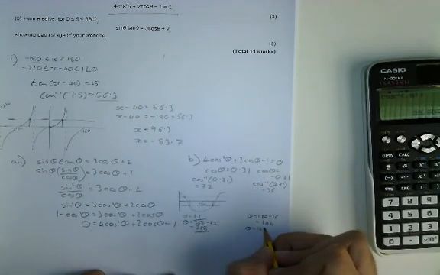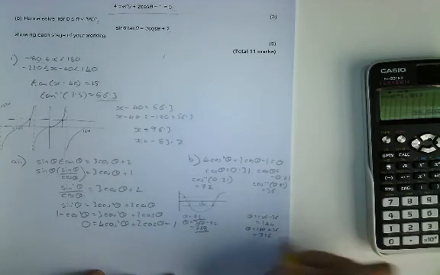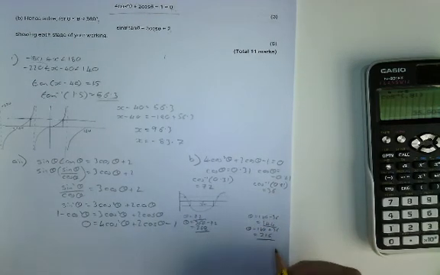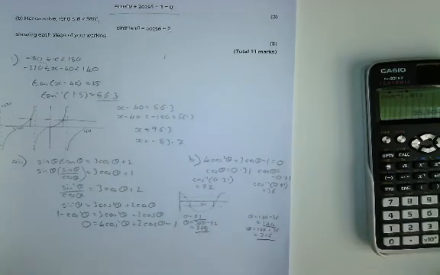So that gives me 144. 180 plus 36 gives me 216. So those are my four answers there. So you get 72, 144, 216 and 288.